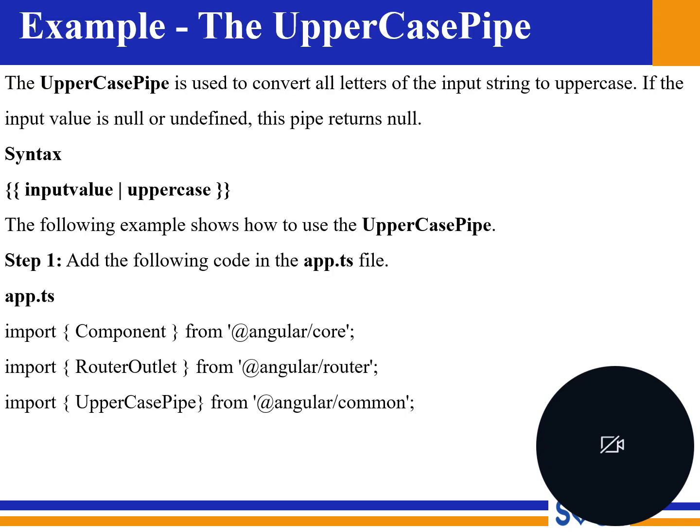The second one is the uppercase pipe. The uppercase pipe is mainly used to convert all the letters of the input string to uppercase. If the input value is null or undefined, this pipe returns null. So this is the syntax. The same steps are followed here. First we have to add the following code in the app.ts file.